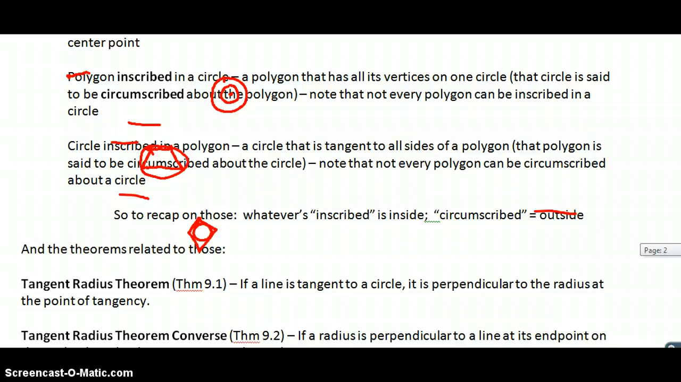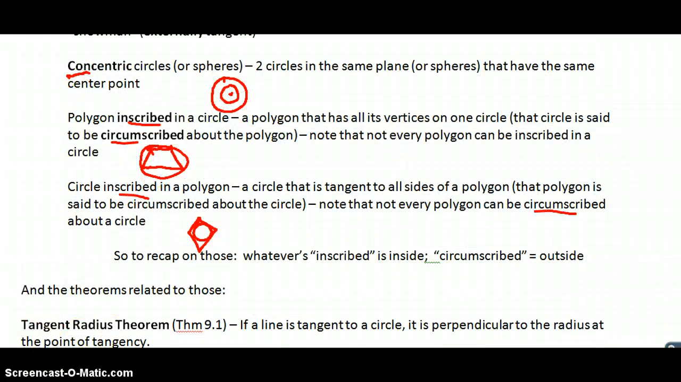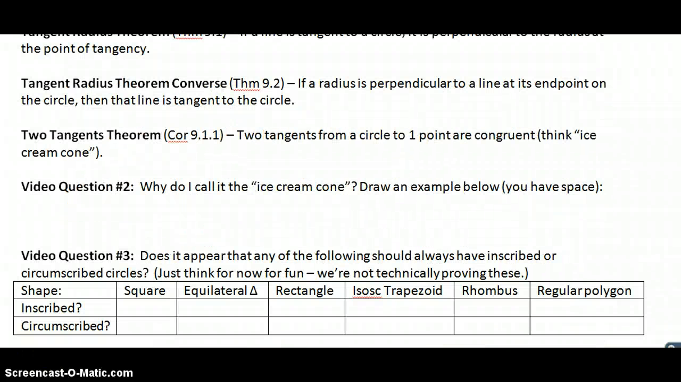All right, and then, oh, notice my words aren't moving. Let me take care of that. Okay, I know this is a little bit out of order, but since we just talked about this issue, let's jump to video question 3, which is about different polygons and whether or not you think that there'll be an inscribed or a circumscribed circle that exists.